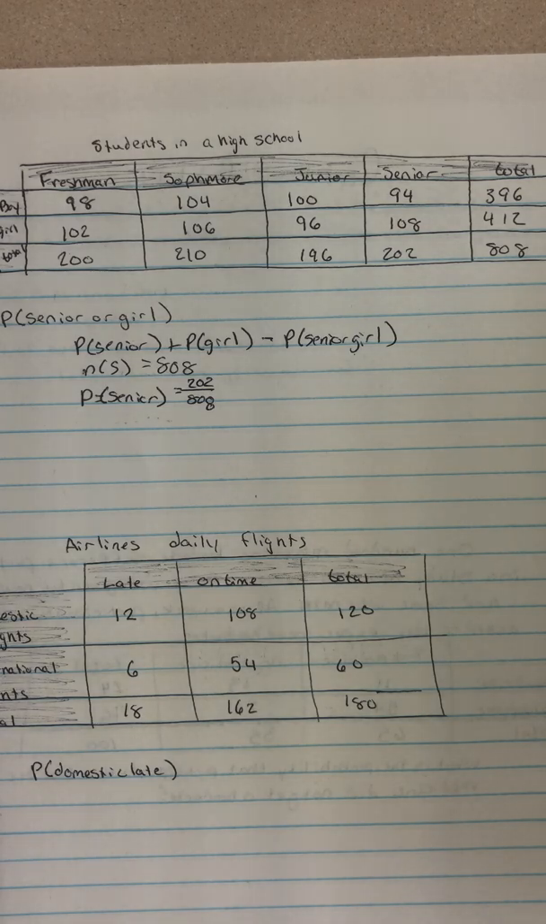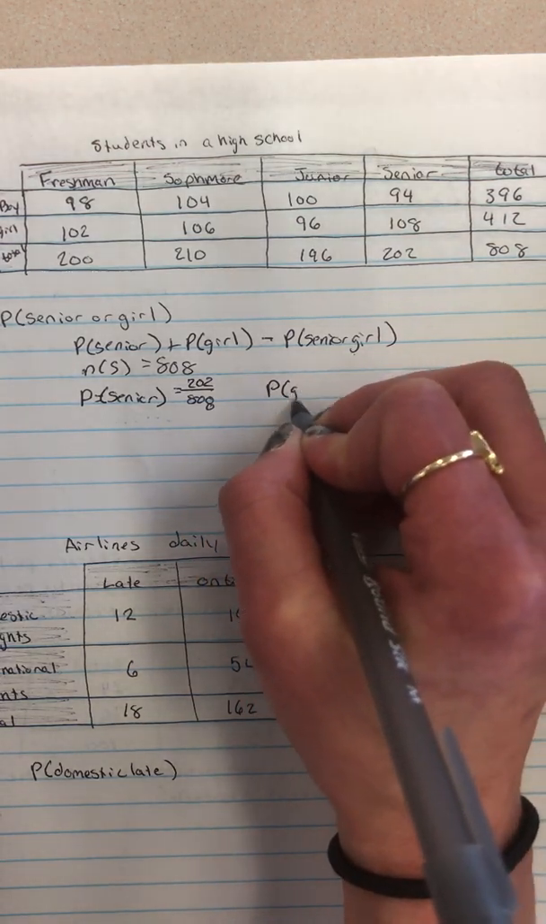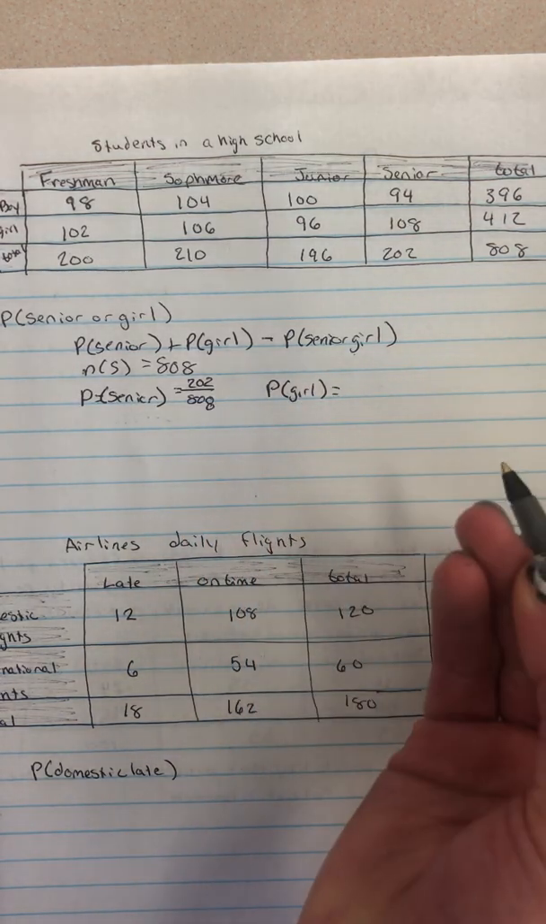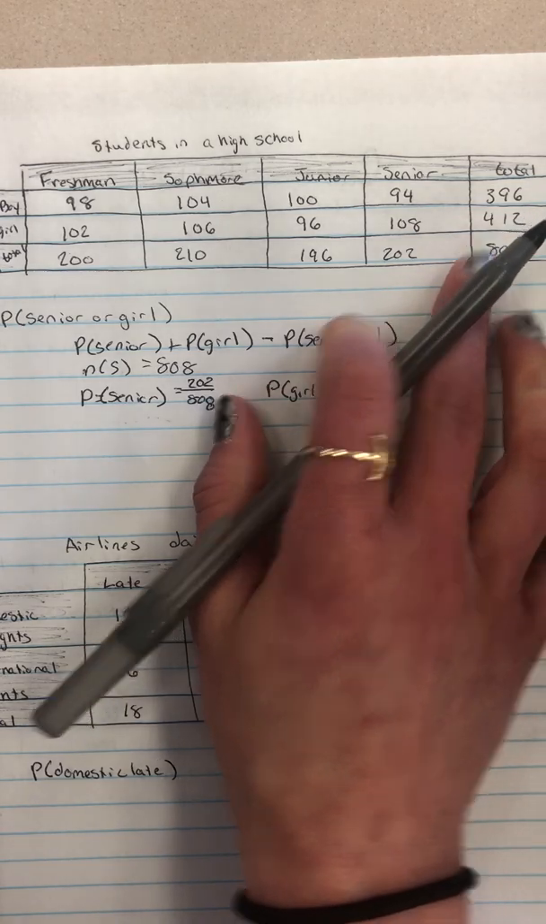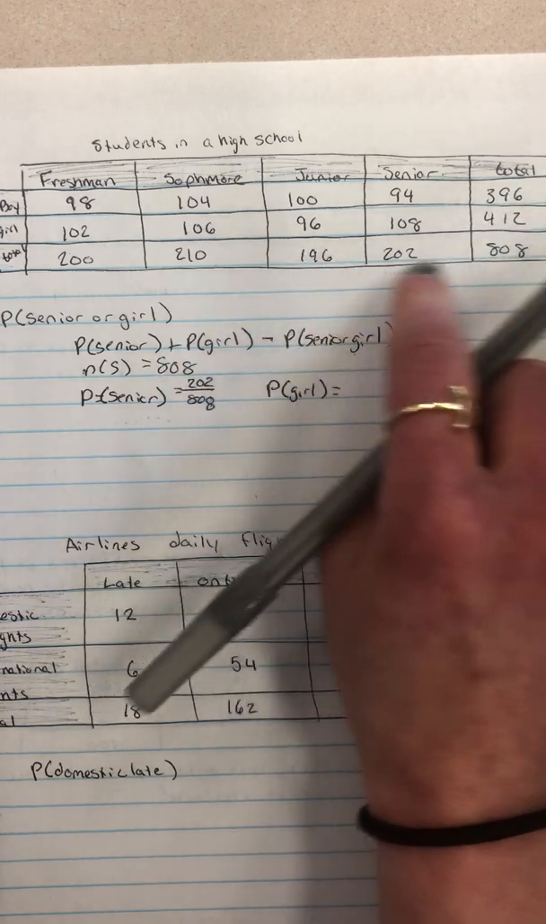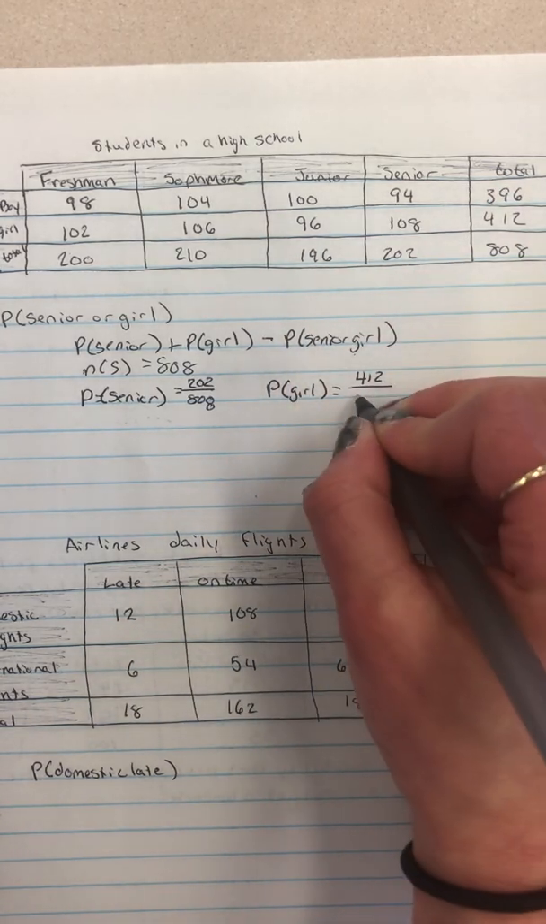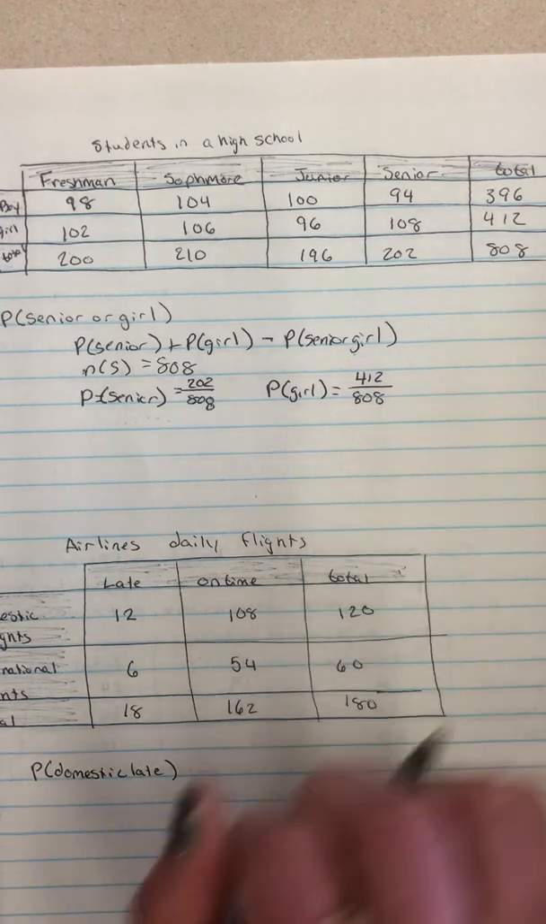Then we're going to look at the probability of having a girl, or just having a girl. So the probability of a girl is total girls, 412, over our total number, which is 808.